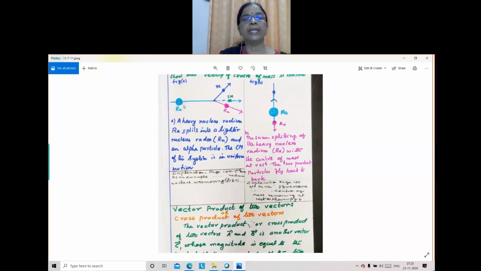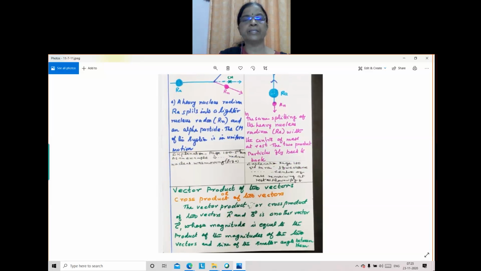Here, before decay, it is moving with uniform velocity. After decay also, it will continue that motion with uniform velocity. Here, before decay, it is at rest. After decay also, the center of mass will continue that state of rest. Fragments may move in opposite directions, but the center of mass will remain at rest because there is no external force acting on the system. More explanation is given in the textbook. The same thing I explained is given on this page, so that's why I have written page numbers here. You can go through that. Okay.